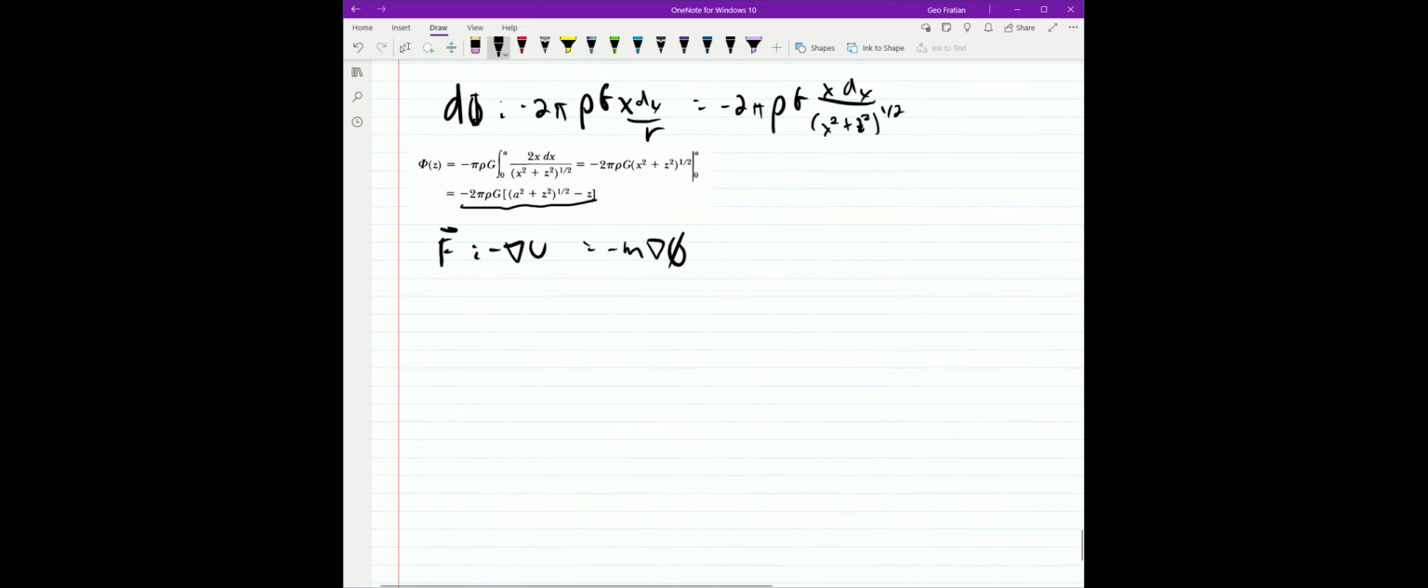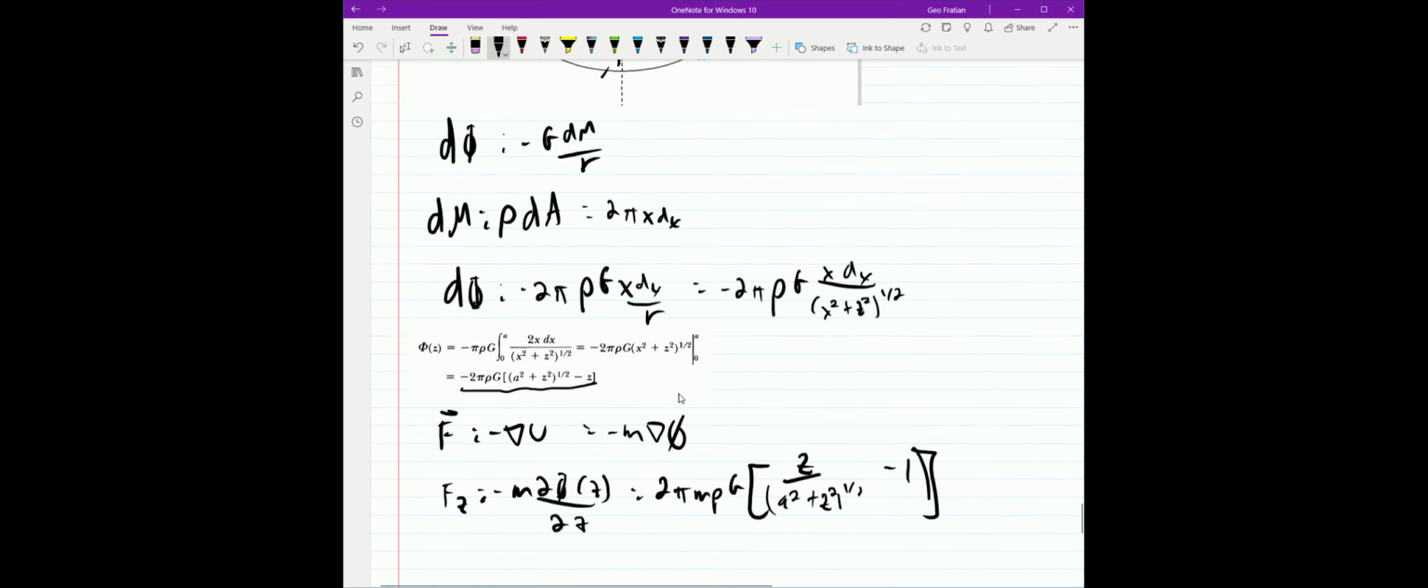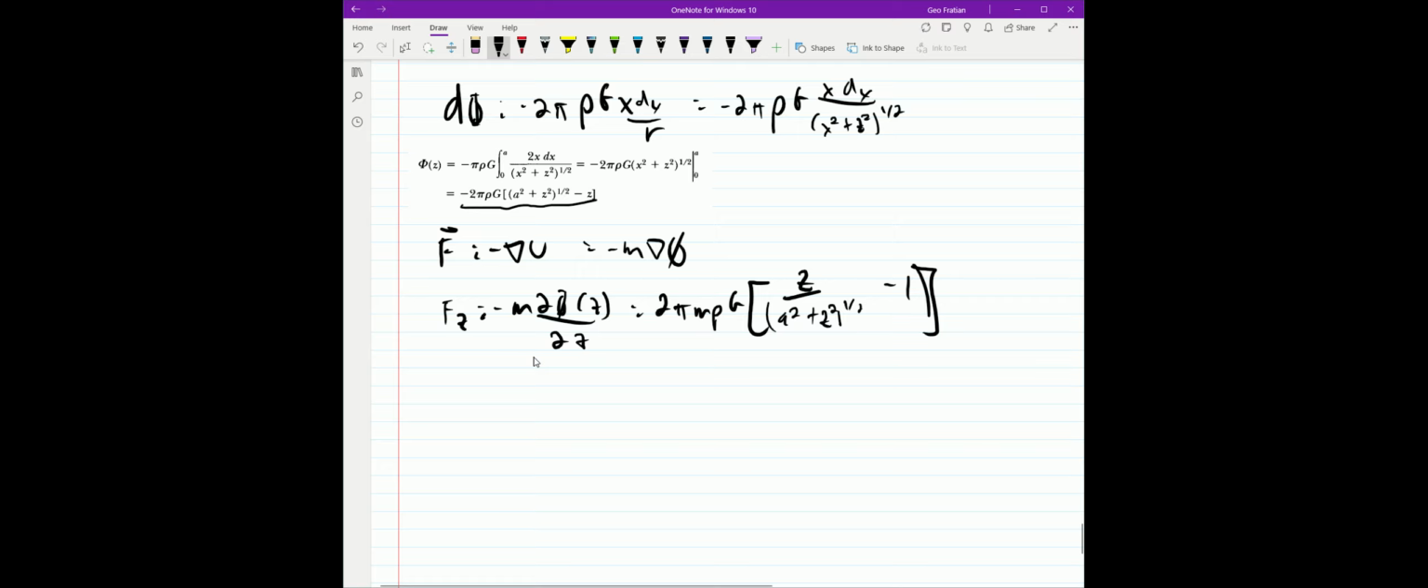Sorry about that. Okay, so since we know that it's only in the z direction from symmetry, we can get the force in the z direction is equal to negative m d phi in the z direction, depending on z, which is just 2 pi m rho G times the quantity a squared plus z squared to the 1/2 minus 1, which really simplifies our problem because we only have to do the gradient basically in one direction, since we know the other directions don't matter. They cancel out basically, they contribute 0.